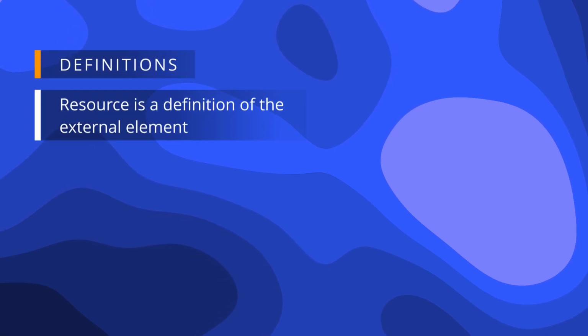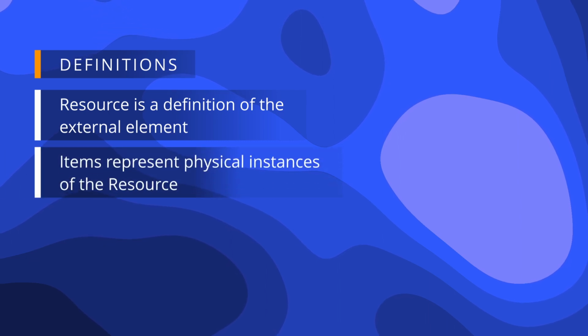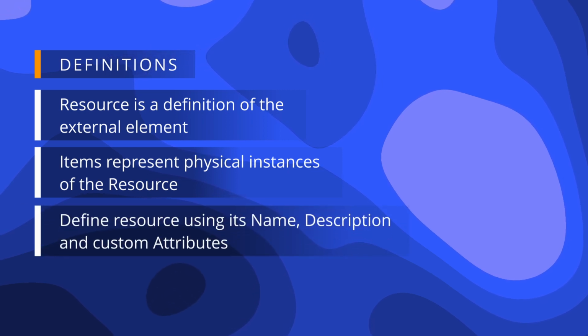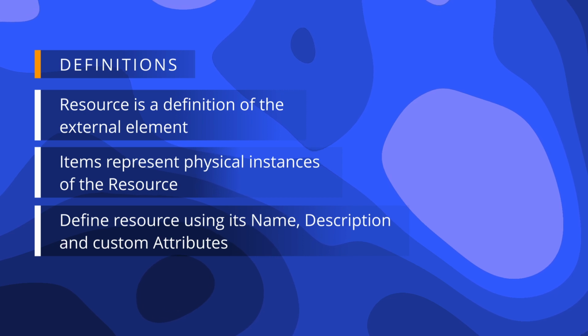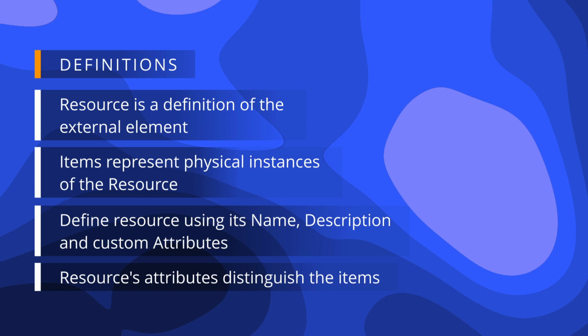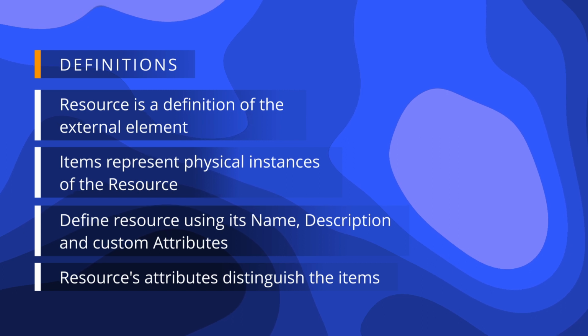In Mercenta, resources represent the definition of the external element while its items are the real-world physical implementations of that resource. When you define a resource in Mercenta, you'll be expected to provide its name and description and then define its custom attributes. When you add items to the resource, you'll need to provide values for those attributes. Their attribute values essentially distinguish one resource item from another. Let me give you an example.